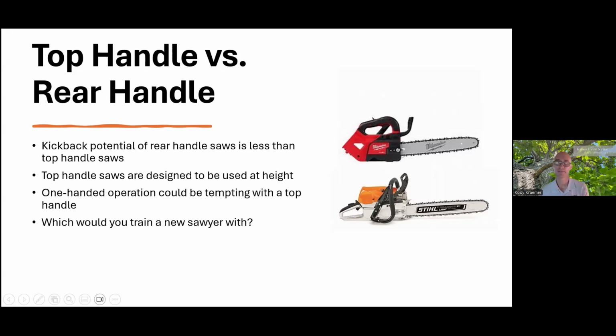And if we think like a wheelbase on a car, longer is more stable. And spaced leverage, where we have our hands on a rear-handled saw, our hands are spaced further apart, and that gives us more control. And in the event of kickback, it gives us a little bit more leverage to combat that force. And once again, you're just not tempted to use a rear-handled saw one-handed the way you might be with a top-handled saw.